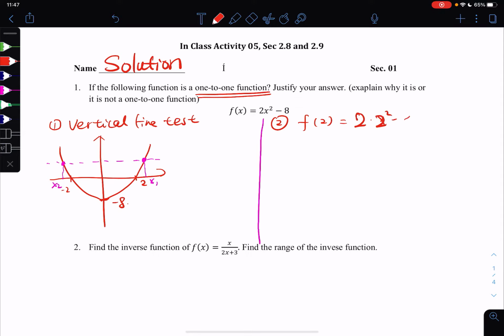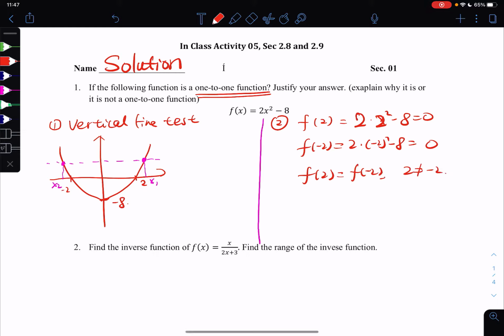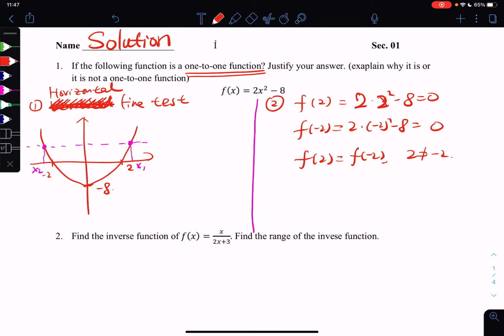The other way of looking at it is you can simply propose two different inputs which result in the same function value, which looks like this, and therefore you end up with f of 2 being the same as f of negative 2, but 2 is not the same as negative 2. Which is essentially the horizontal line test. My bad, I should have said horizontal line test. Vertical line test is about testing the graph being associated with a function or not.